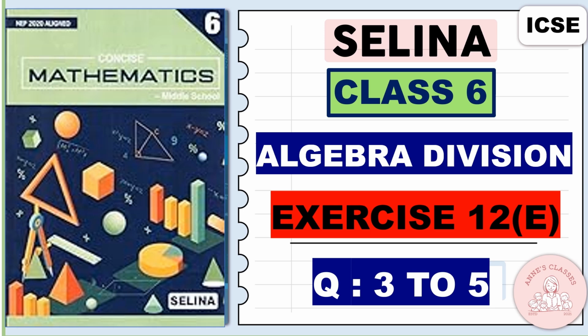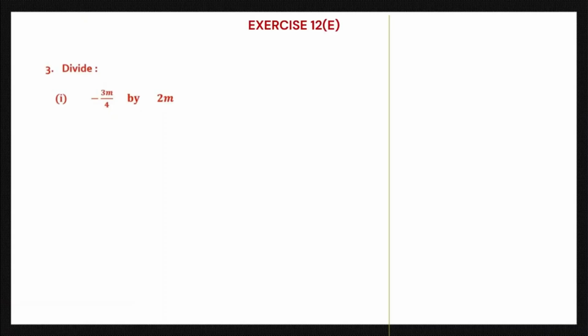Let's do algebra, division, exercise 12e. Question 3, divide. We have minus 3m by 4 divided by 2m. So we can make this 2m a fraction by giving it a denominator 1, and we can consider this to be a division fraction sum. So now if it is a fraction, then how do we do the division?